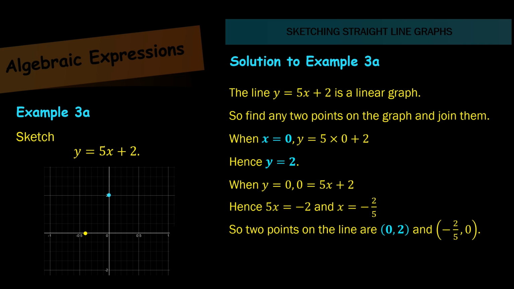We can plot these on our graph. 0, 2 is as shown, and minus 2/5, 0 is as shown. We simply join the points and we have our line.